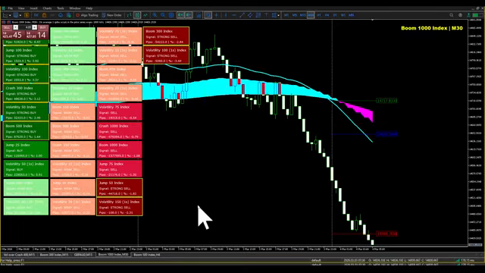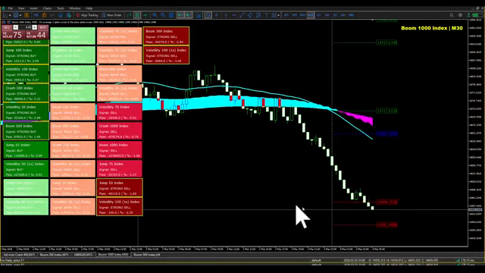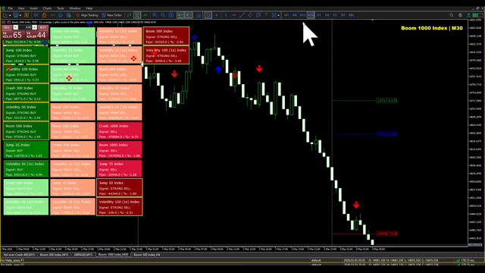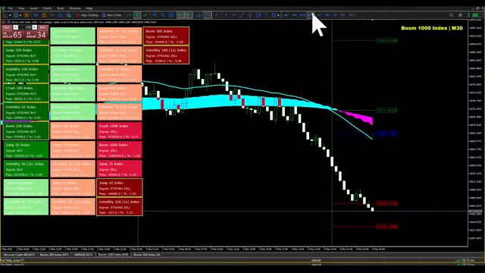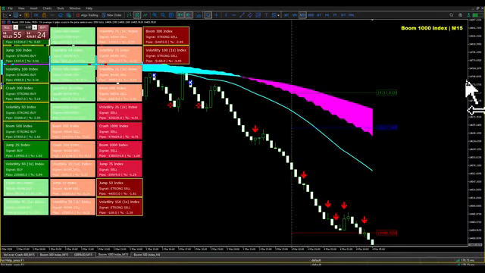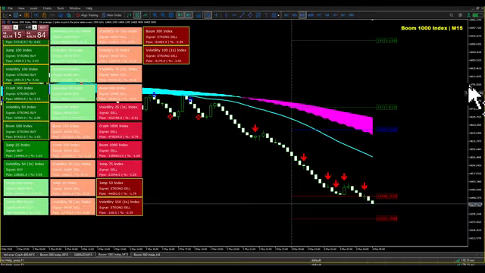Okay, as you guys can see, the price is underneath the cloud. Let me just refresh this thing. Okay, let's go down to the 15-minute chart. Okay, we can see that the price is underneath the cloud. We can see that the arrows are pointing down, and we're getting ready to open up the trade.